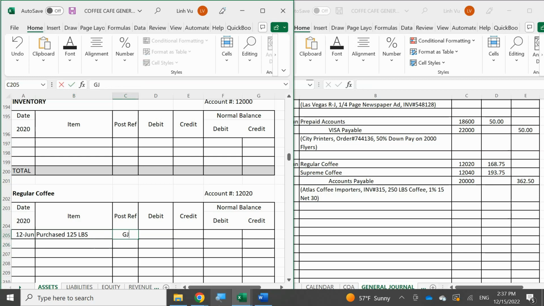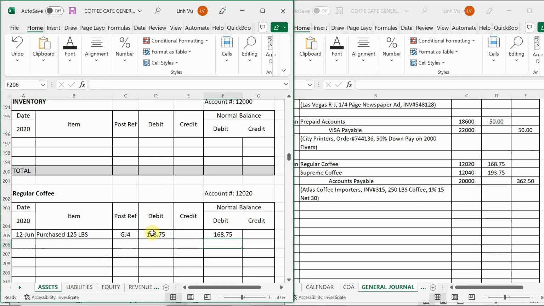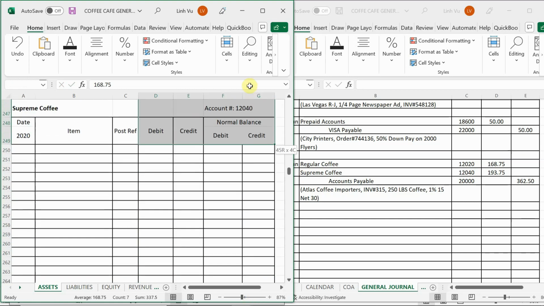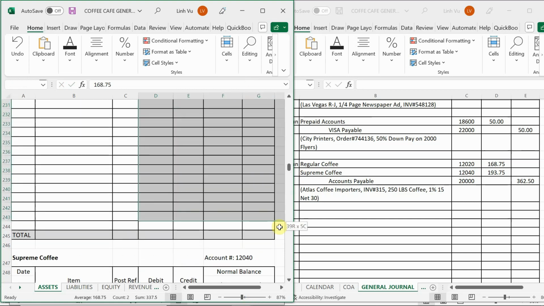We're still on General Journal page 4, and it's going to be for that $168.75, right? You can also do the math here. I can take my 168.75 and divide it by 125, and I would get my cost per item, right? So again, it is up to you if you want to put that cost in there, but I'm okay here.